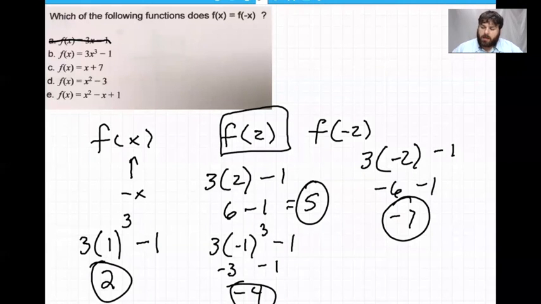So that means it cannot be choice B, because we're trying to show when f of x is equal to f of negative x. So for any x, this should work. So we're just picking random x's. Let's try C.